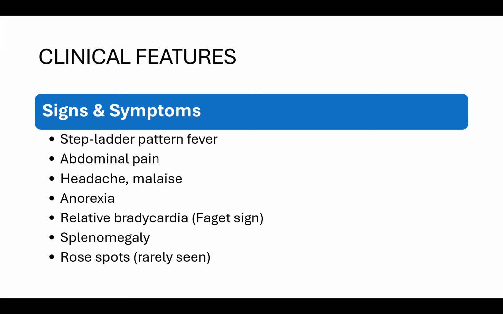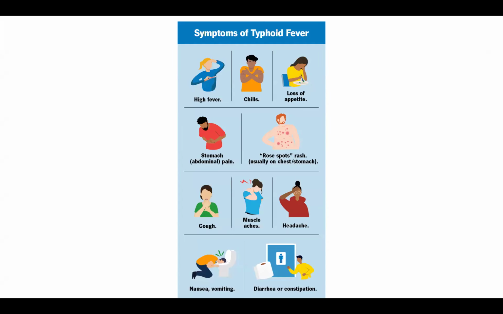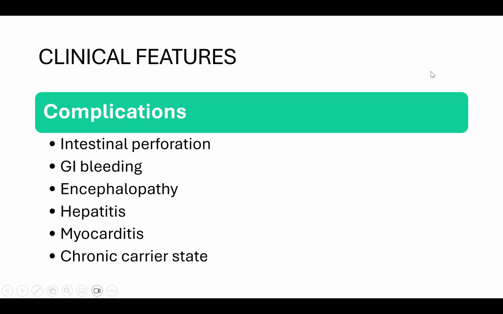Clinical features include signs and symptoms like stepladder fever pattern, abdominal pain, headache, malaise, anorexia, relative bradycardia, also known as Faget sign, splenomegaly, or rose spots, which are not that common. These are, as you can see, some of the symptoms of typhoid fever as explained in the figure. It includes high fever, chills, loss of appetite, stomach or abdominal pain, rose spots usually on chest or stomach, cough, muscle aches, headache, nausea, and diarrhea. Clinical features can include complications like intestinal perforation, gastrointestinal bleeding, encephalopathy, hepatitis, myocarditis, or chronic carrier state.